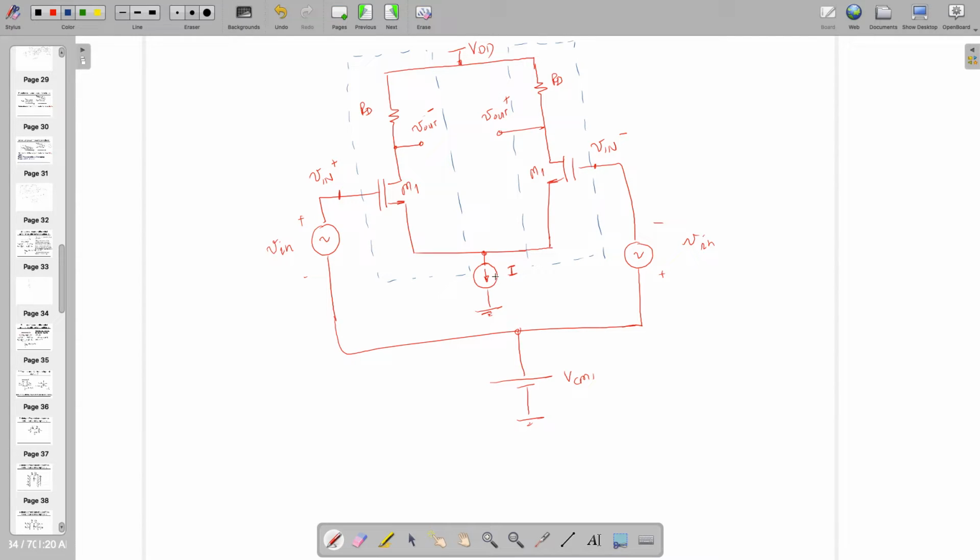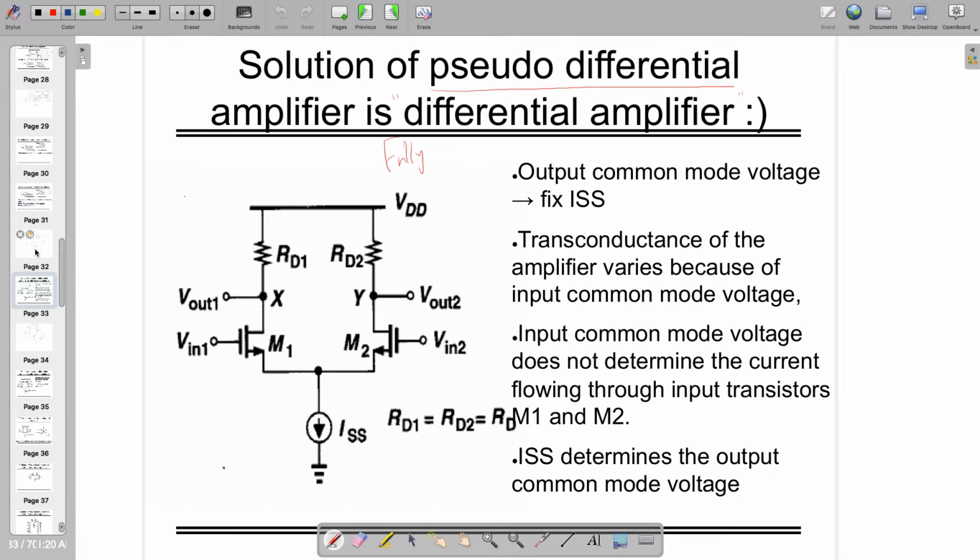Both are linked with a wire and I'm connecting to some current. You can connect with some resistance as I explained earlier. What is going to happen over here is we are going to study this. Here you can see that the output common mode voltage is fixed with ISS.